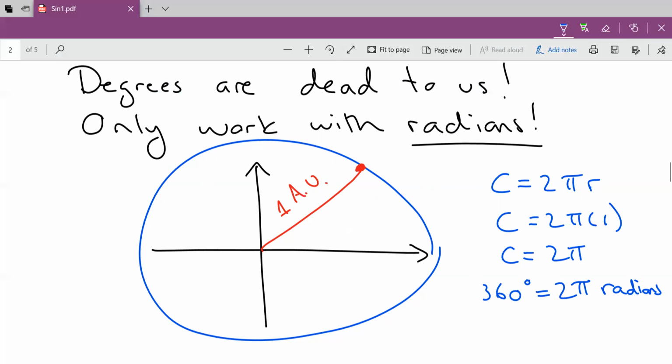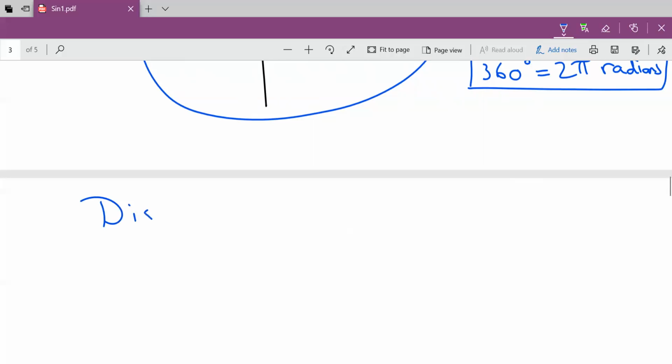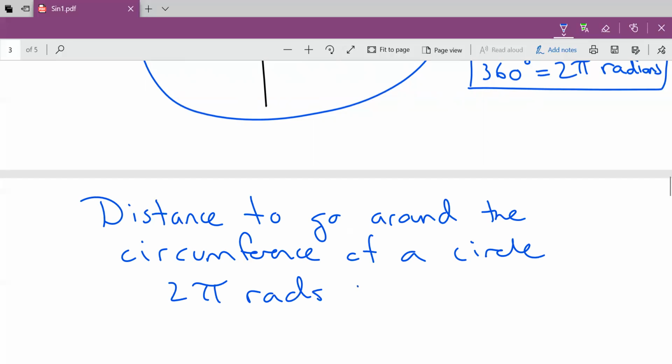So what do I really need you to know here? I need you to know that 360 degrees is this new unit of measurement, 2 pi radians. The distance it takes to go around a circle, the circumference of a circle, is 2 pi radians, which is approximately 6.28. And we'll keep writing rads. That's our unit for radians.